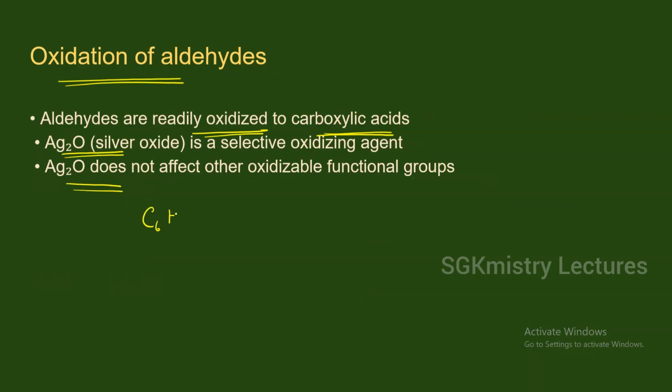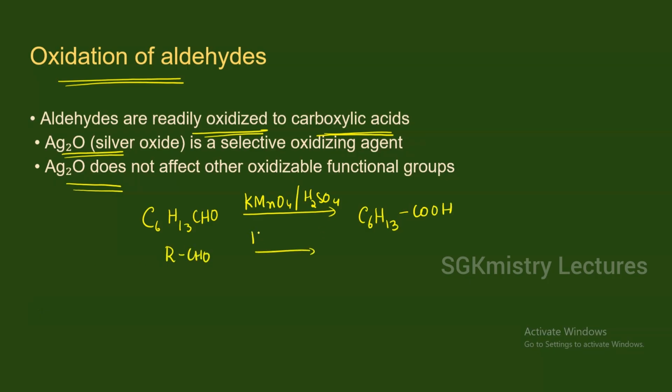We have C6H13CHO. In the presence of acidified KMnO4, H2SO4, you directly get the carboxylic acid, COOH. I can also write the general reaction: if you use acidified potassium dichromate, you convert the aldehyde to carboxylic acid.